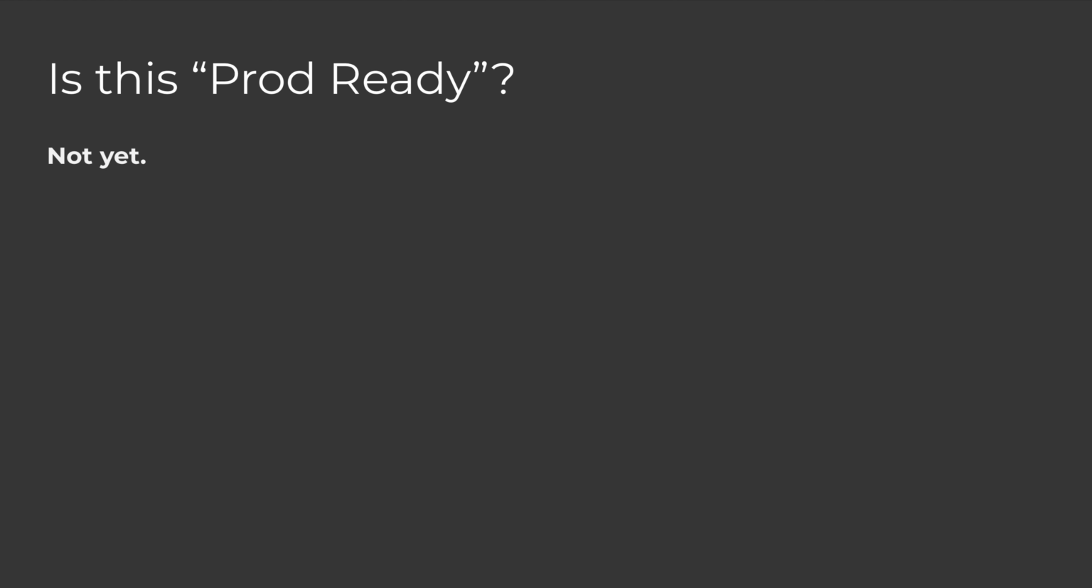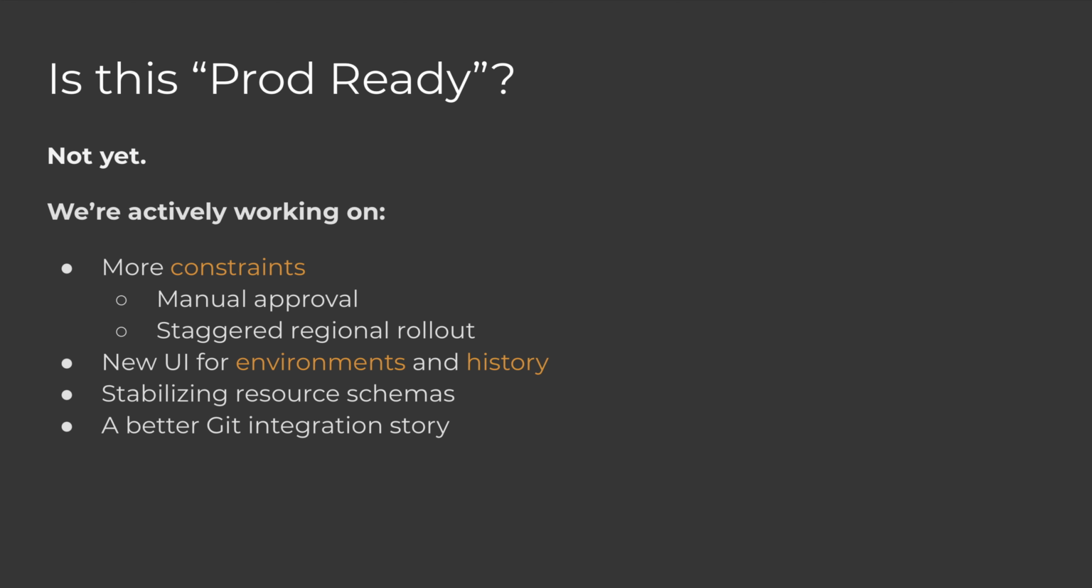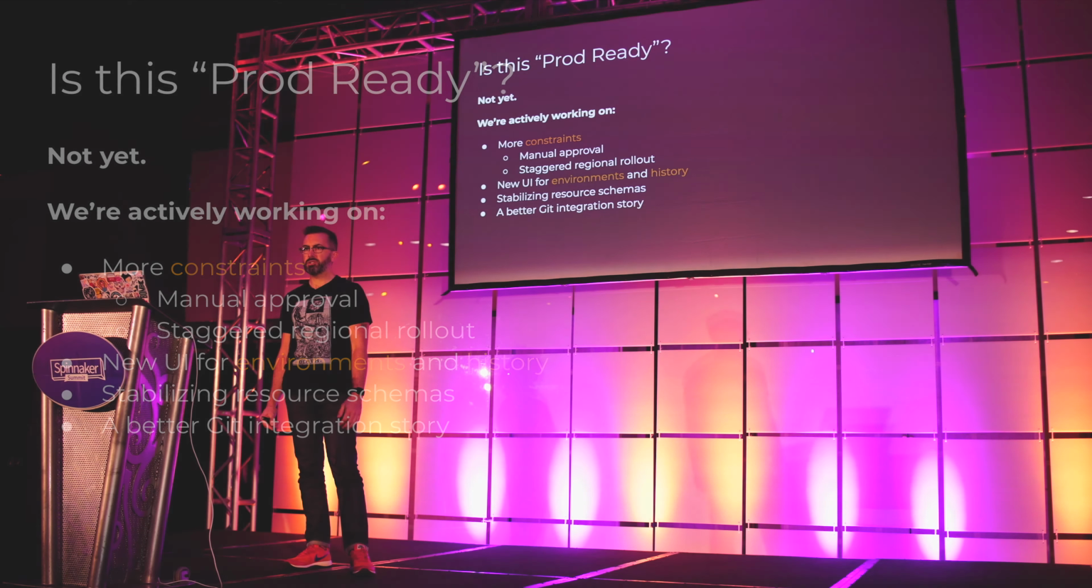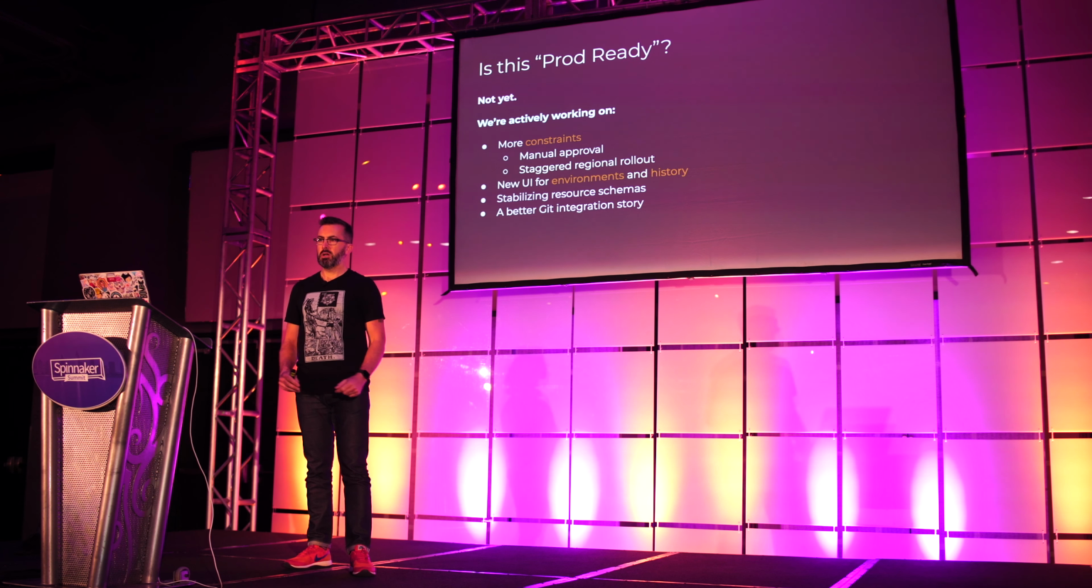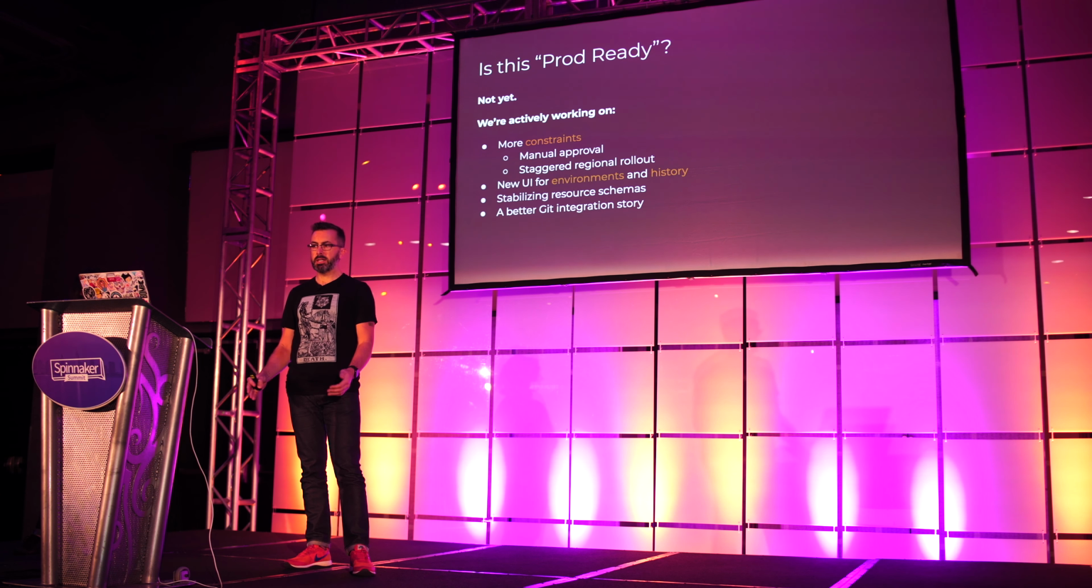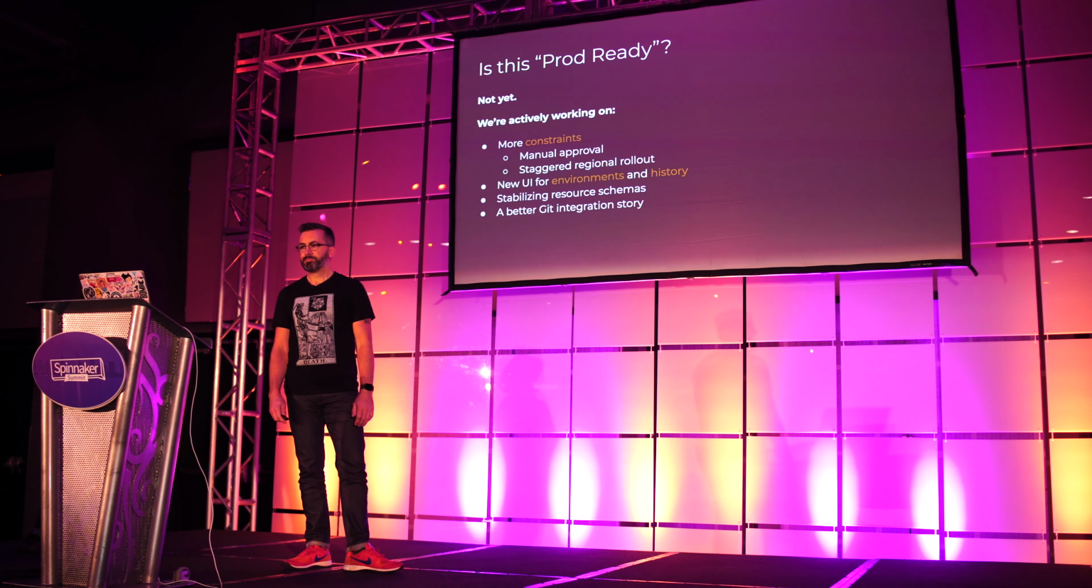So a lot of that UI is still in progress or coming. Is this production ready? Well, not quite yet, but it's getting there. Things we're actively working on right now are more constraints. The next most obvious one to build, I think, is manual approval. That's the ultimate easiest way to control things getting into a production environment. We'd like to build that staggered regional rollout because many of our teams at Netflix are relying on that strategy. They don't want to deploy into certain regions during traffic peaks. They want to do it in traffic dips. And they don't want to deploy everything into all the regions at once in case there's a problem. If there's a problem, they'd rather just impact one region that they can potentially evacuate.